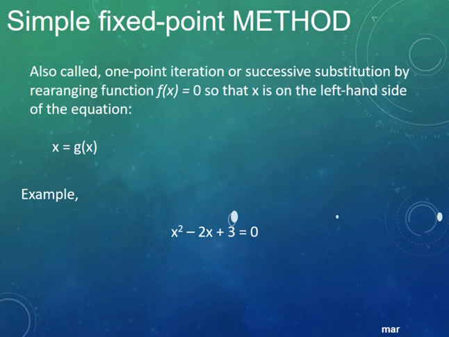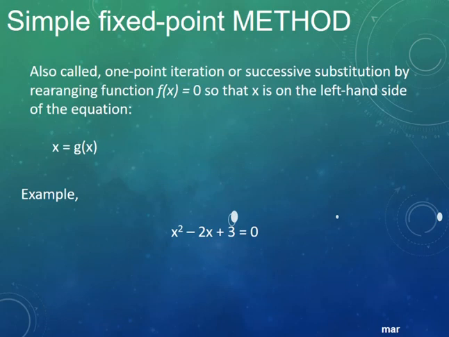So before we go to the Newton-Raphson method, it employs a formula to predict the root. It is also called one-point iteration or successive substitution, by rearranging the function f of x equal to 0 so that x is on the left hand side of the equation, wherein x is equal to a function g of x. Okay, this transformation can be accomplished either by algebraic manipulation or by simply adding x to both sides of the original equation. So one example is x squared minus 2x plus 3 equals 0.